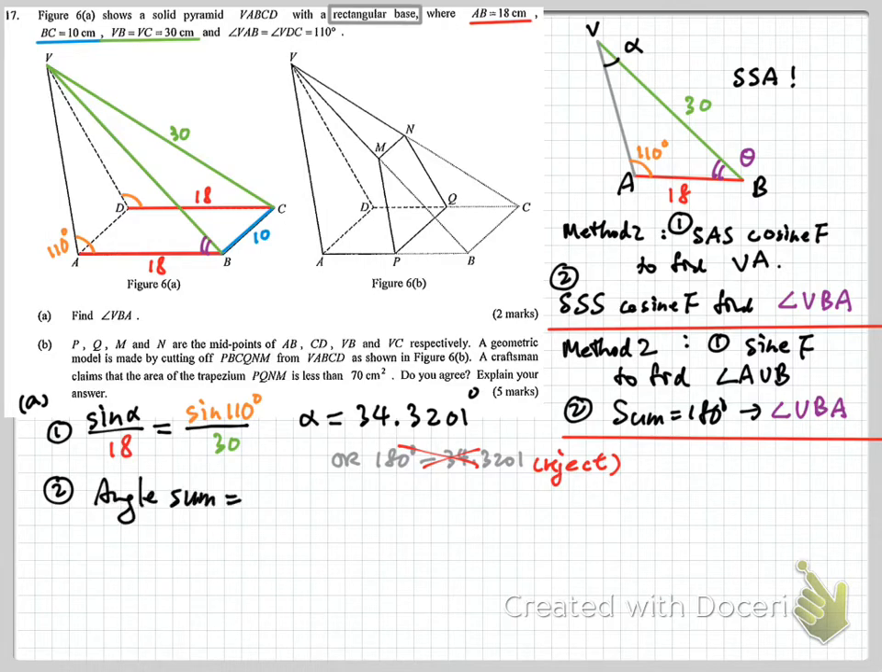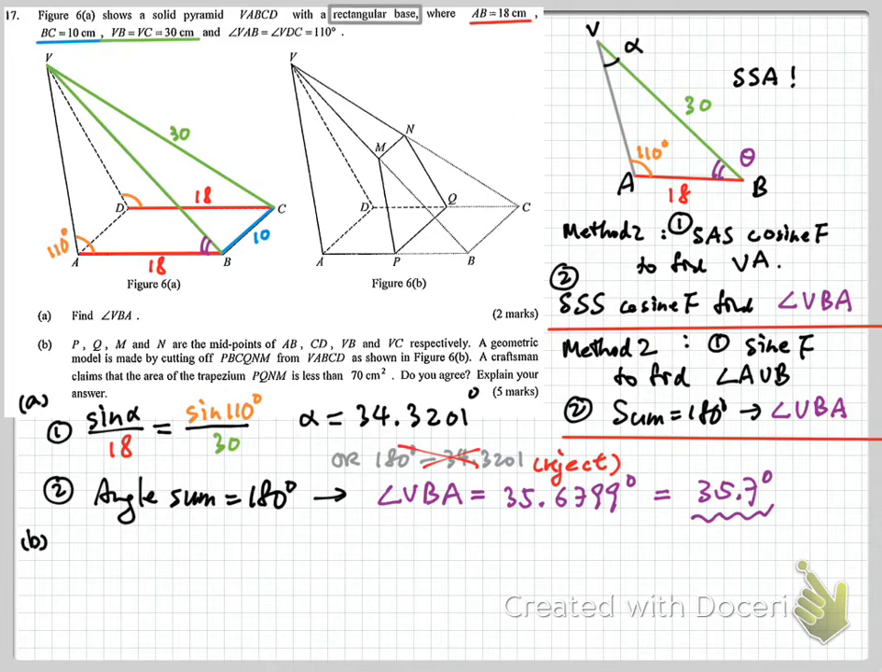Angle sum equals 180. So right away, we have angle VBA equals 55.6799 degrees, or in 3 significant figures, 35.7 degrees. Okay, so this is the answer to part A.